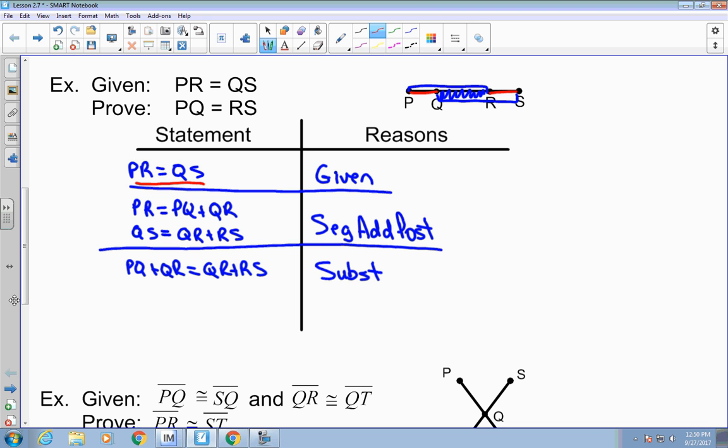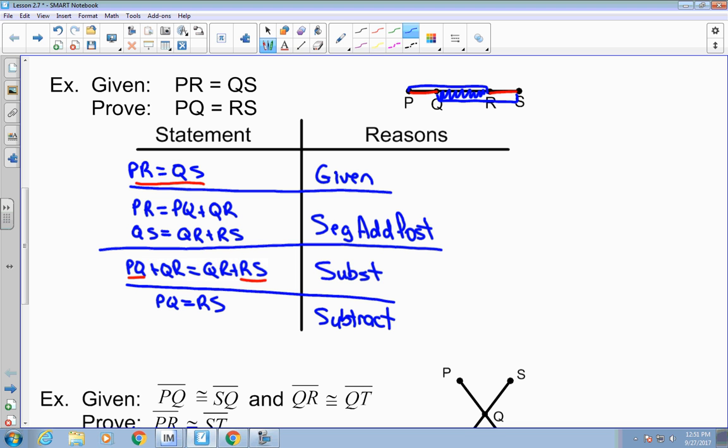Now, remember, we are trying to get PQ and RS to be equal to each other. So looking at this equation, what could we do to make that happen? Subtract QR from both sides. So we end up with PQ equals RS by subtraction. And we're done. That's what we're trying to prove.